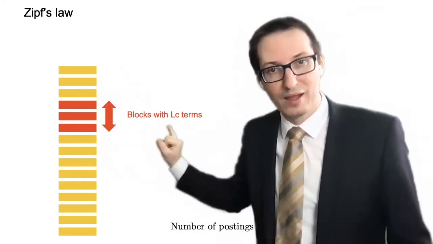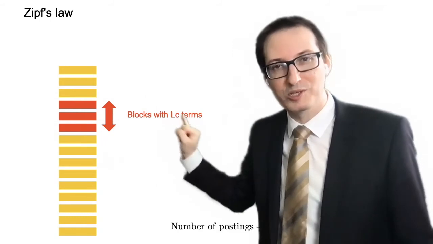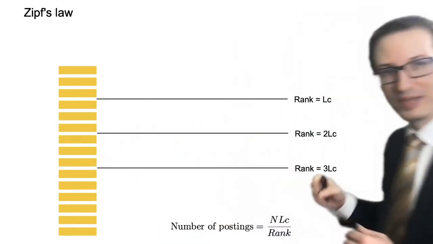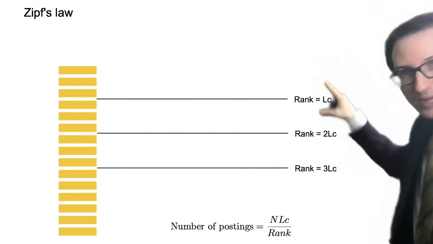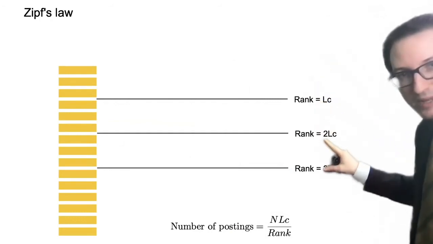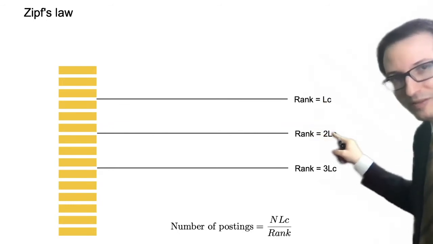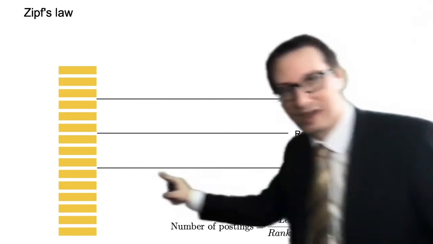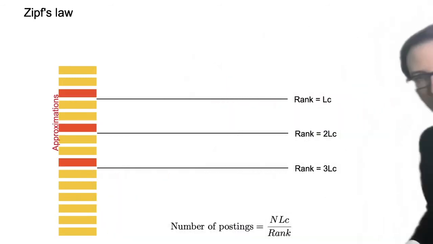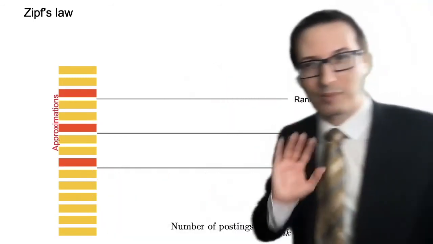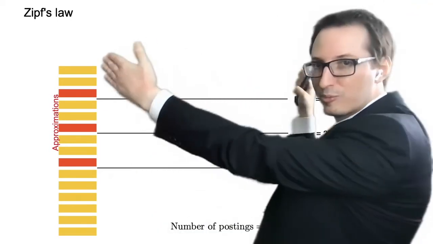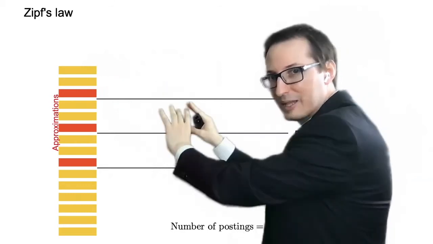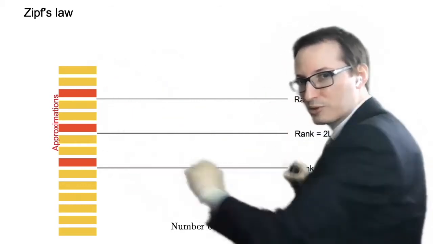Now let me take blocks of terms of length LC to simplify the calculation. The reason I'm doing that is just because the formula is going to simplify. So I'm taking the first LC ranks, then the next LC ranks, meaning that this one has rank 2LC, then the next LC terms, meaning that now I have rank 3LC, and so on. Now I'm going to approximate the length of a posting list for every block.